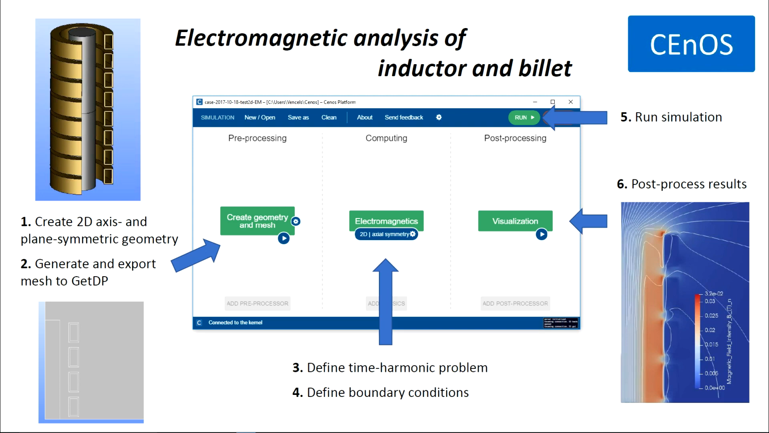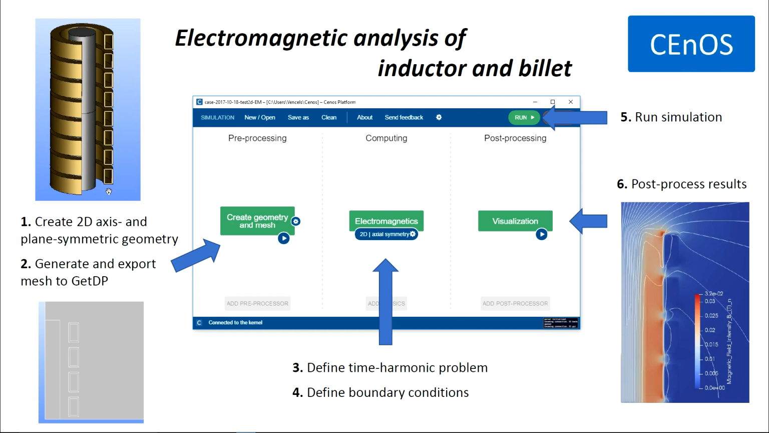Now, I would like to show you how to perform the electromagnetic analysis of inductor and billet. Our problem consists of one billet made from steel and one copper inductor. This copper inductor has 8 hollow windings.